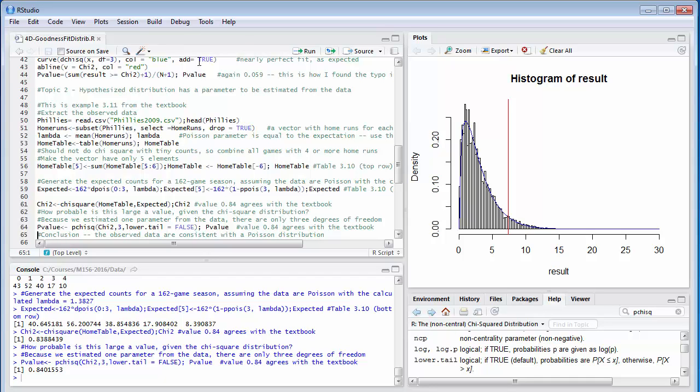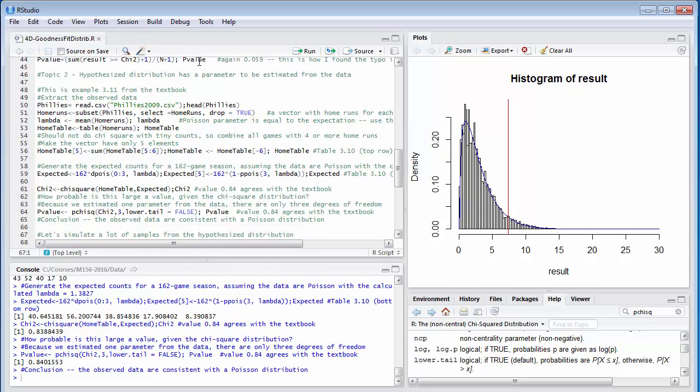It's 0.84. That means that 84% of the time, a distribution of home runs resulting from random selection from a Poisson distribution generates a higher chi-squared, a larger disagreement with the expected value than what we observed. So the Poisson model really seemed remarkably good. I was surprised at this.